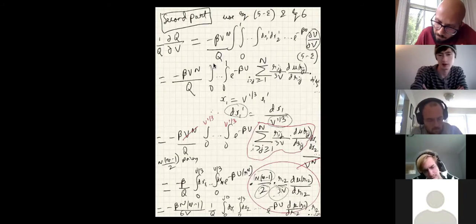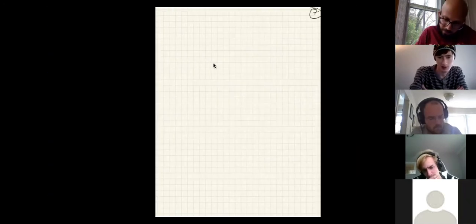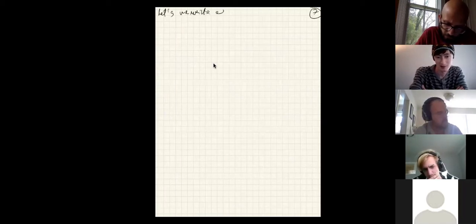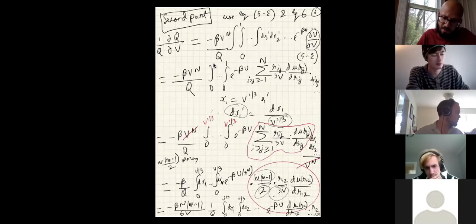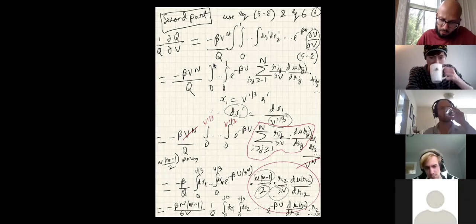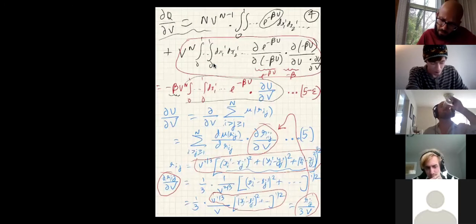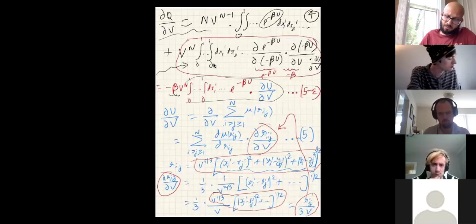And what's the page number here? It's page number 6. In page number 7, let's rewrite equation 7. And remember, what is equation 7 talking about? Equation 7 is talking about partial ln q by partial v, only for the second part, not for the ideal correction. Equation 7 is only dealing with this part over here of the partial q by partial v.